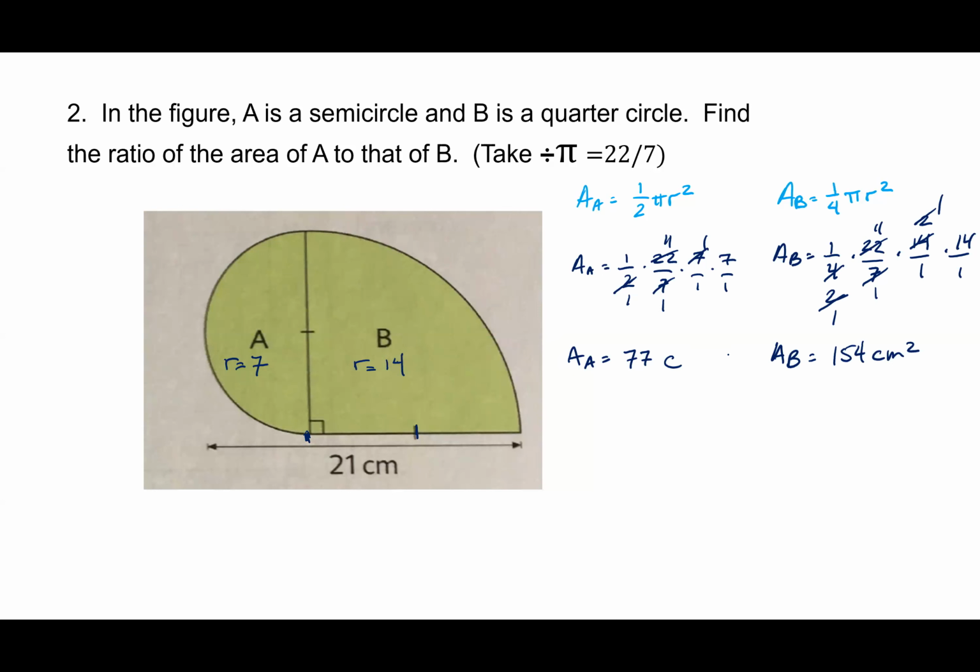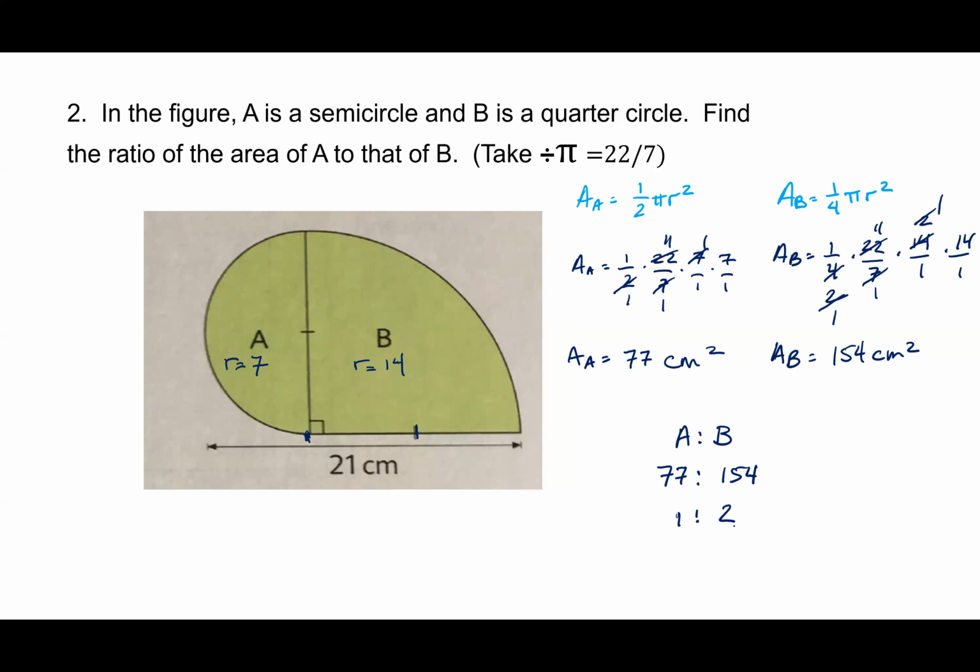Okay, so who's got the ratio? It says find the ratio of the area of A to area B. What is it? Liam? Yep, good job. So we've got 77 to 154. Nice, but then we do have to simplify. And the answer is 1 to 2. Yes, simplify is the right thing to do.